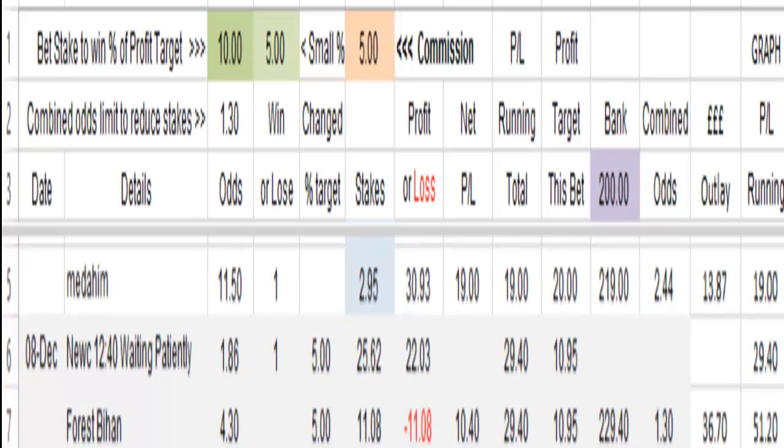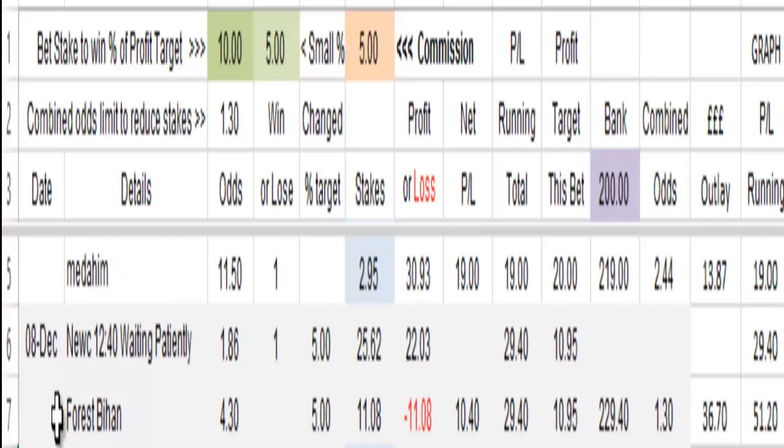There you go. So the second race that I sent out was Newcastle 12:40, Waiting Patiently, and Forest Behind. Waiting Patiently won. Now you'll see why this has got 5% here, and this is what this 5% does here. Okay, so we've got the 10% and the 5%. That means the combined odds must be less than 130. So let's have a look over here. Actually, it was 130, which means 130 or less. And it changed to 5%. So it was 5% of my bank.